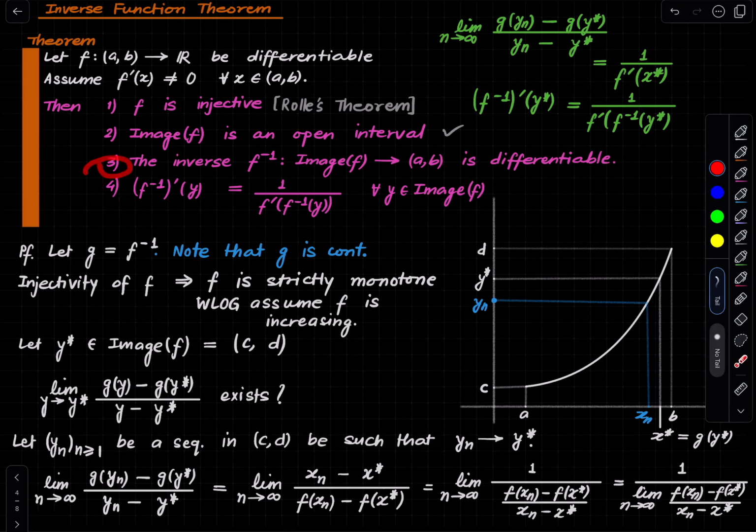The third one we already proved. As soon as we showed this limit exists, we proved the third one. But the fourth one also follows by the same line. So very simple. The proof is very simple, but the theorem is quite powerful. So now let's see an application.